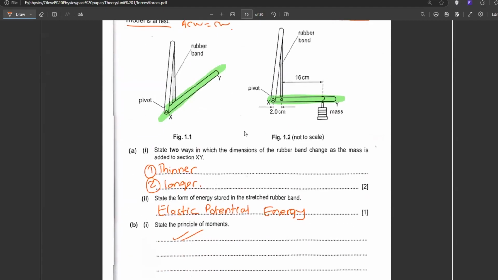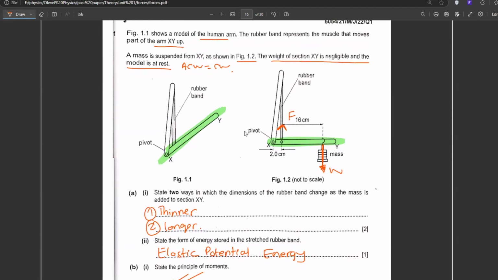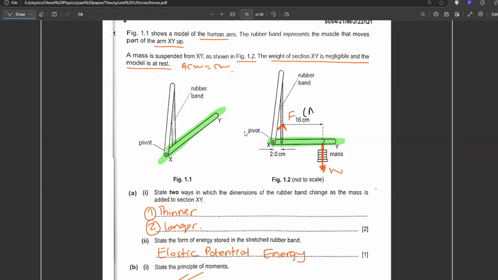So the examiner is asking, why will the force of the rubber band be greater than this weight? Why? If you can notice, the object is at rest. That means anti-clockwise moments will be equal to clockwise moments. This force F is generating anti-clockwise moments. And this weight is generating clockwise moments.